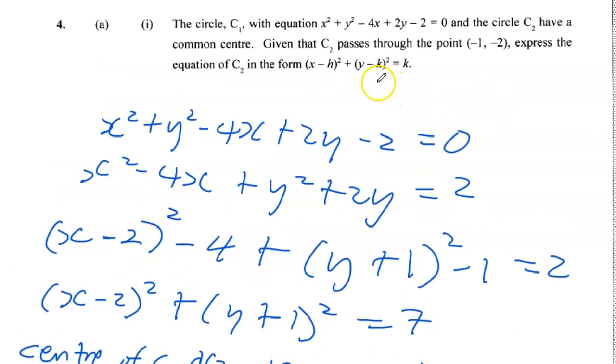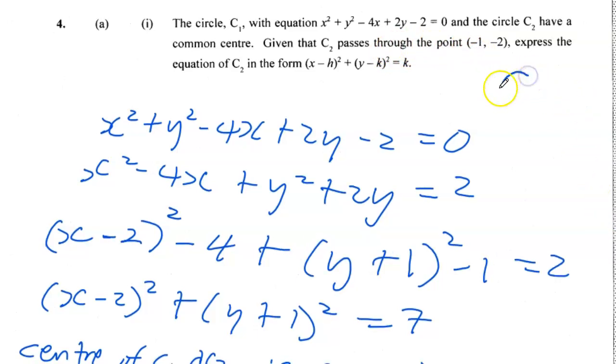Next, we are told that C2 passes through the point minus 1, minus 2. Let's look at a diagram here. So if we have a circle, and of course the center is (2, negative 1), and of course the circumference passes through the point (minus 1, minus 2). So we connect the center to the circumference. That's the radius. So if we find the length of this line, it will give us the radius of C2.